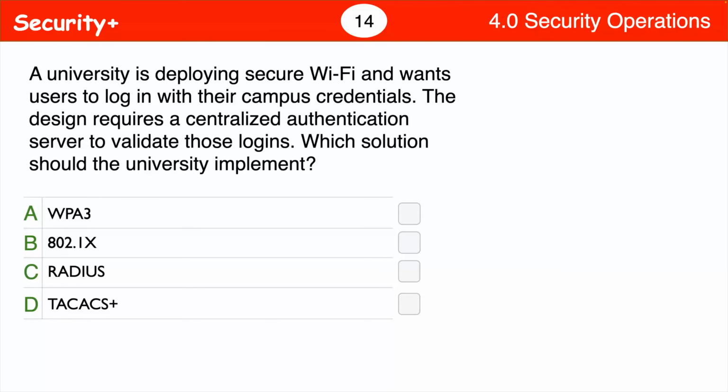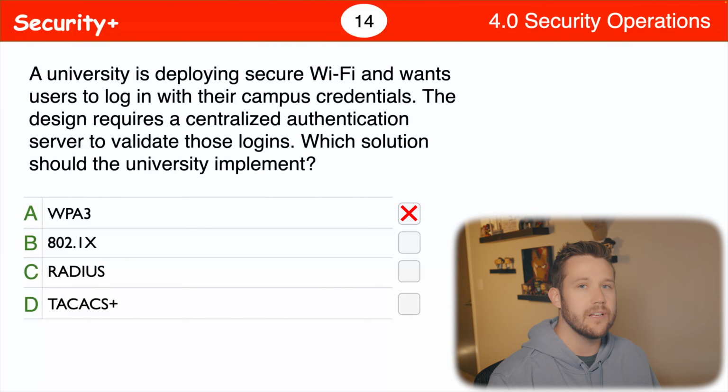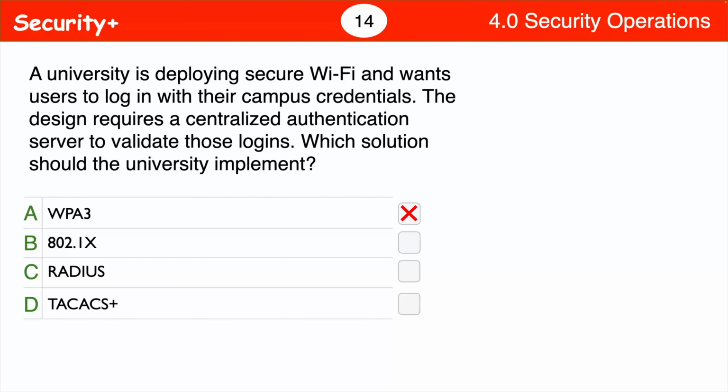And we can start by eliminating A, WPA3. Now, WPA3 provides wireless encryption, but it's not an authentication server at the end of the day. It helps process it, but it doesn't do the authentication. Next, we can eliminate B, 802.1X. And this is an access control framework, but it still requires a server behind it. And finally, we can eliminate TACACS+. And this is primarily used for authenticating administrator access to network devices, but not something like end-user Wi-Fi authentication.